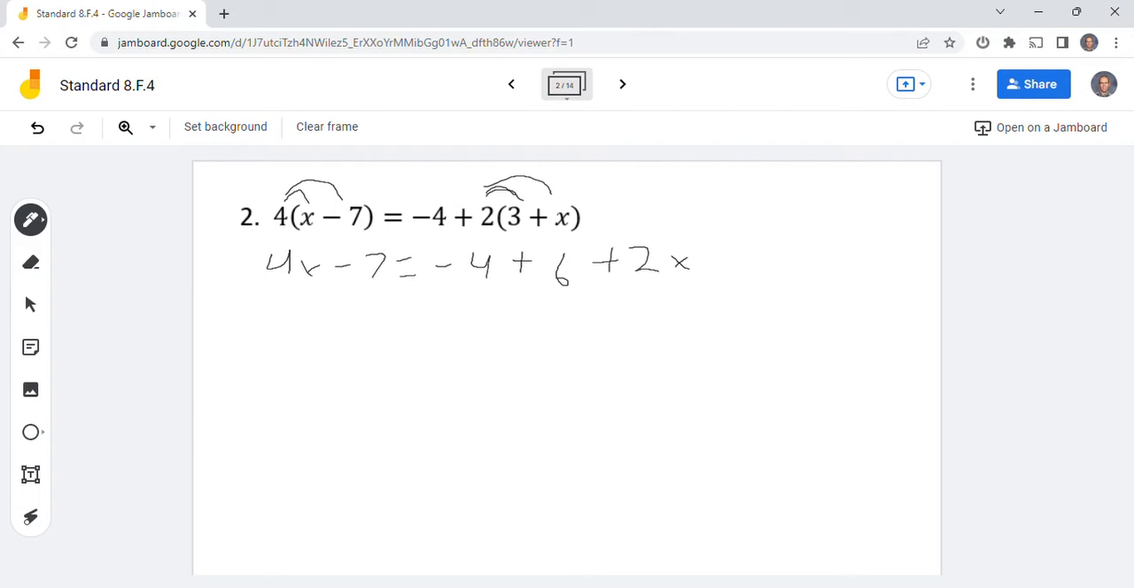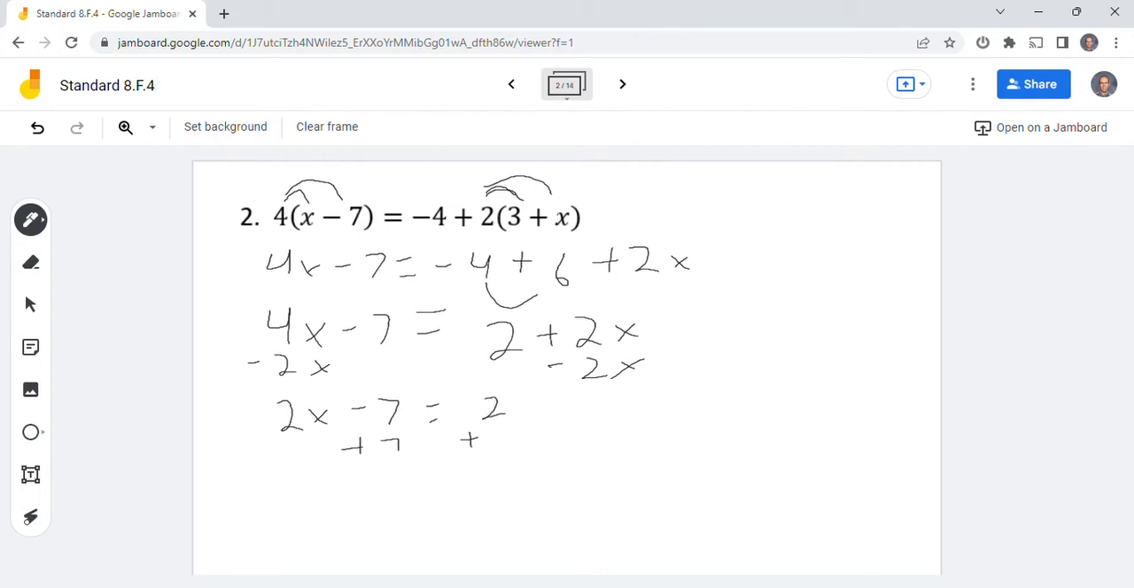We can now start combining like terms. We've got these two on this side, negative 4 and a positive 6 together make a positive 2. Now we're going to have to start moving things from one side to the other. So let's subtract this 2x over onto the other side. Get those x's together. 4x minus 2x is 2x. And we'll add that 7 over to the other side. We end up with 2x. 2 plus 7 is 9.